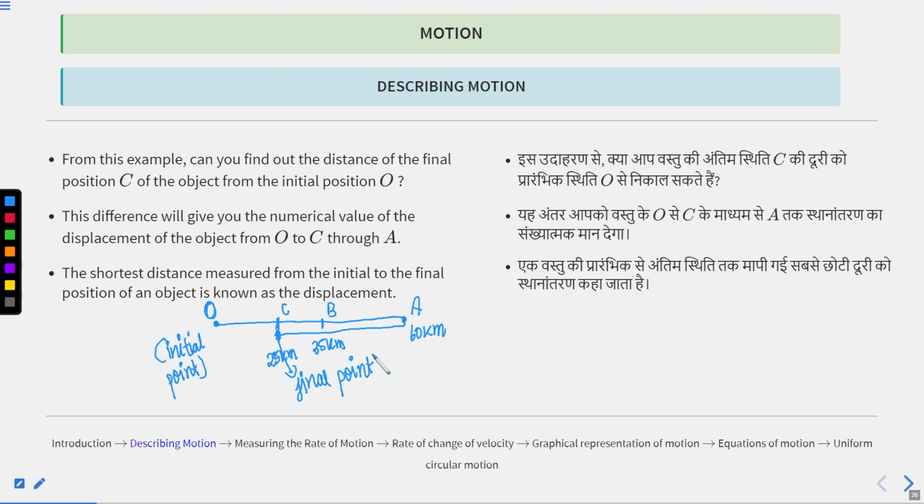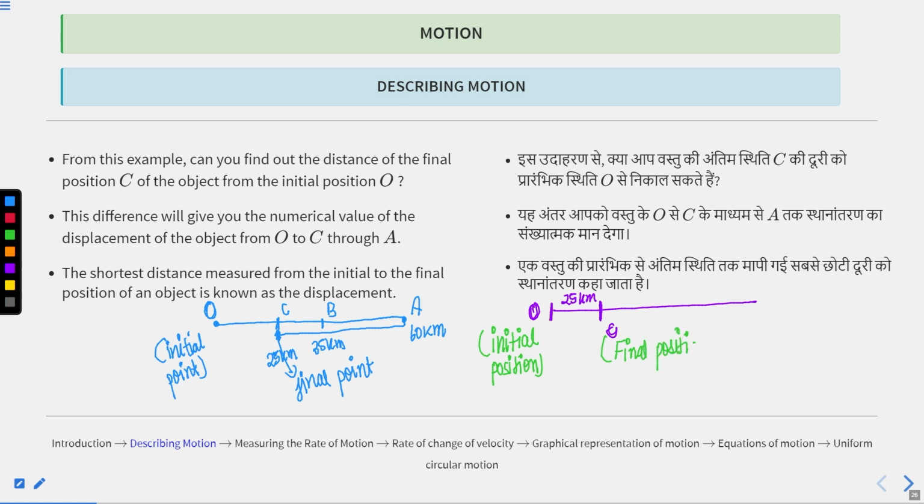If I ask you how much you displaced, you were on O, ended up in C, and the distance between O and C is 25 kilometers. So O is your initial position or initial point, and C is your final position.